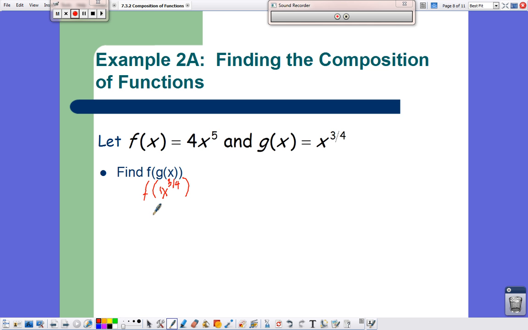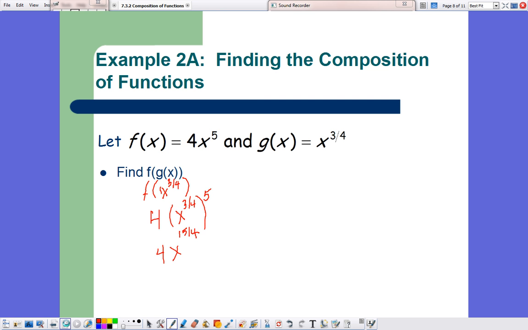So I get 4, and then x gets changed to x to the 3/4, and don't forget, you still have to raise it to the 5th power. And when simplifying, when I raise a power to a power, I have to multiply. So it ends up being 4 times x to the 15/4. Okay, that's my final answer. 3 times 5 is 15. Put a 1 under the 5. Okay. All right, last example.